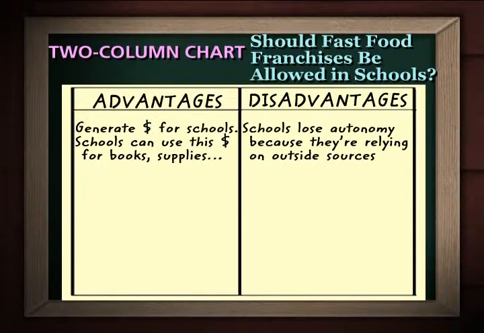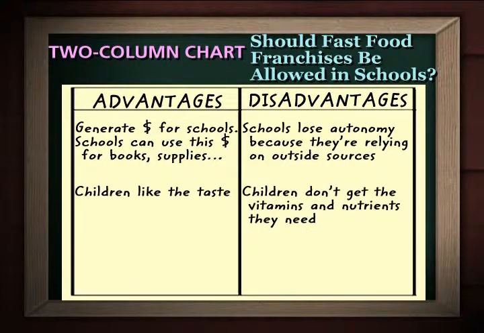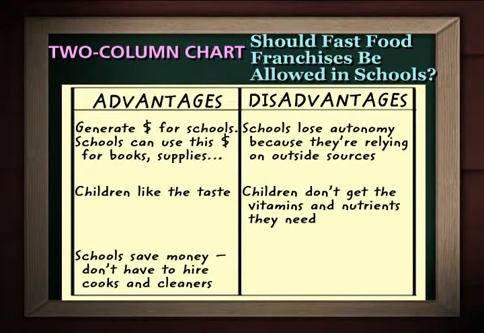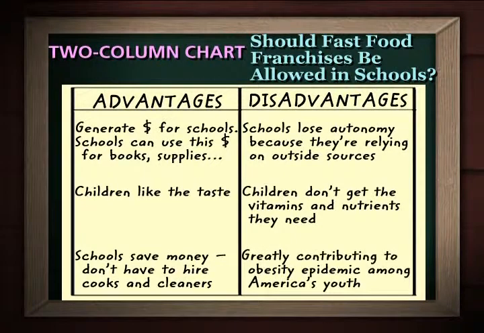Going back to the left, another advantage, children like the taste of fast food, so they'll be more apt to eat their lunch. But a disadvantage is children don't get the vitamins and the nutrients that they need from fast food. Go back to the left. Big advantage is schools save a lot of money because they don't have to hire cooks and cleaners and other people to serve in the cafeteria. But the disadvantage is fast food is greatly contributing to the obesity epidemic among America's youth.